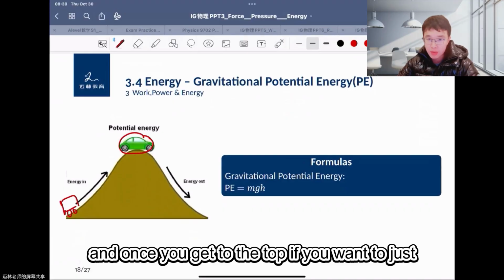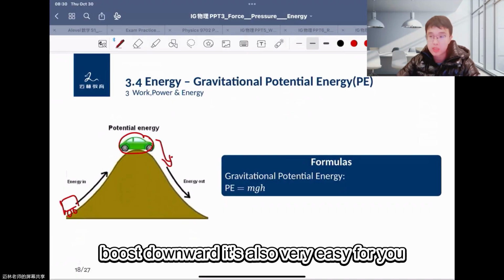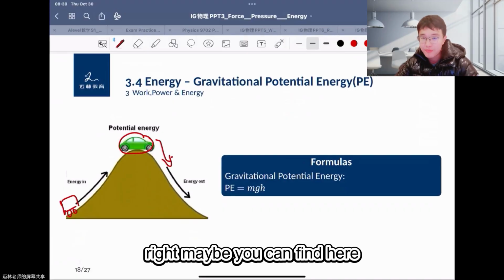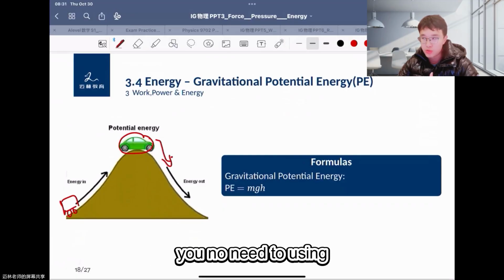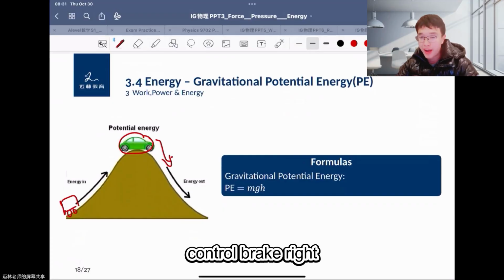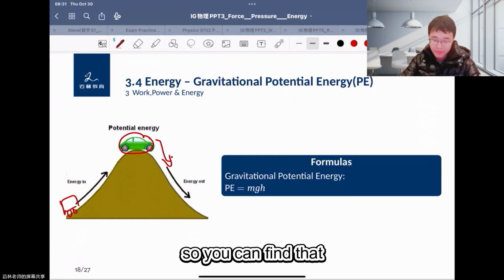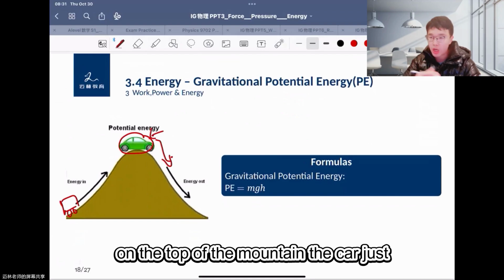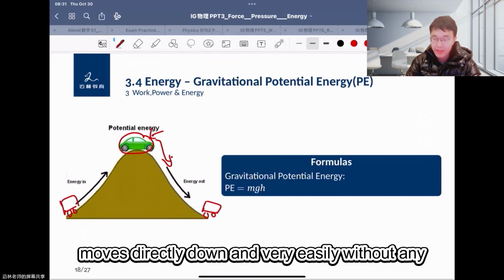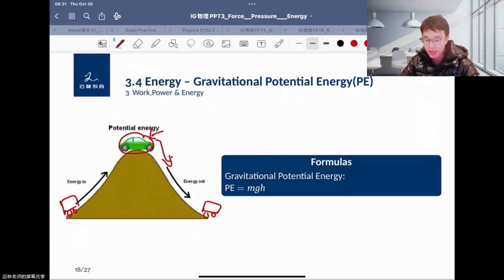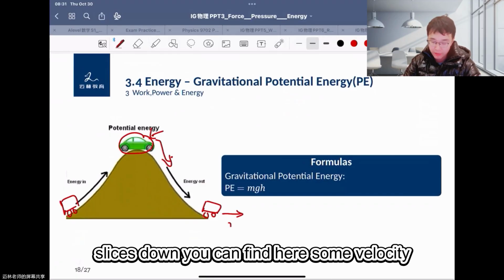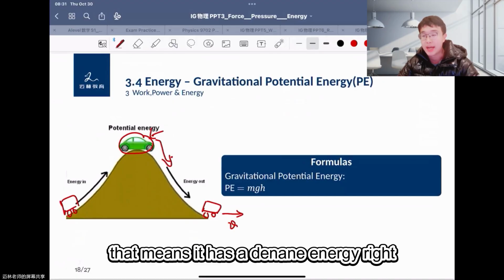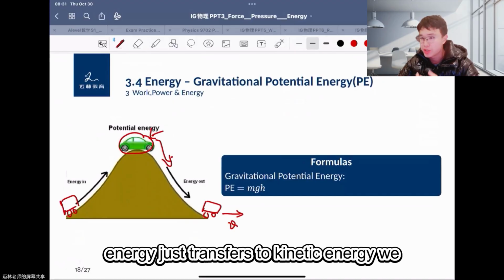And once you get to the top, if you want to just go downward, it's also very easy for you, right? Maybe you can find here, you don't need to use any energy anymore. You just control the brake, right? So you can find that on the top of the mountain, the car just moves directly down and very easily without any resistive force, right? So here, once it slides down, you can find here some velocity. That means it has a kinetic energy, right?